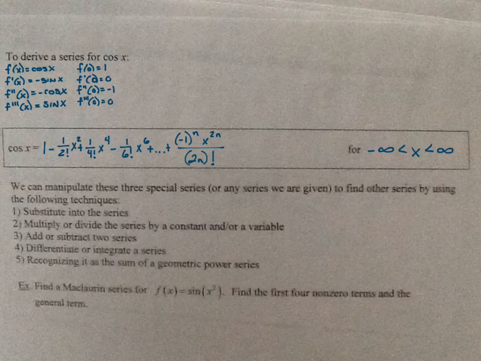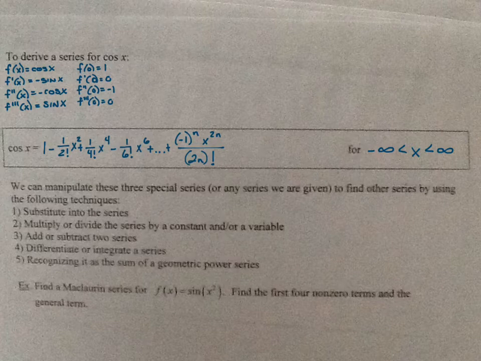Cosine x is similar, only it has even exponents and even factorials, still alternating, so it's negative 1 to the nth, x to the 2n over 2n factorial from negative infinity to infinity. Make sure you memorize these 3 special series, because if you do, it makes doing multiple choice and some free responses a lot easier on the AP exam, and it takes a lot less time. So if you memorize them, then it'll be a lot easier for you.